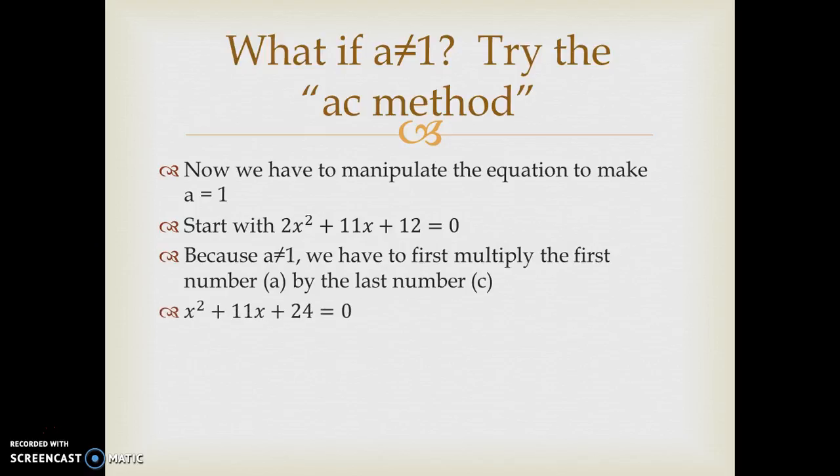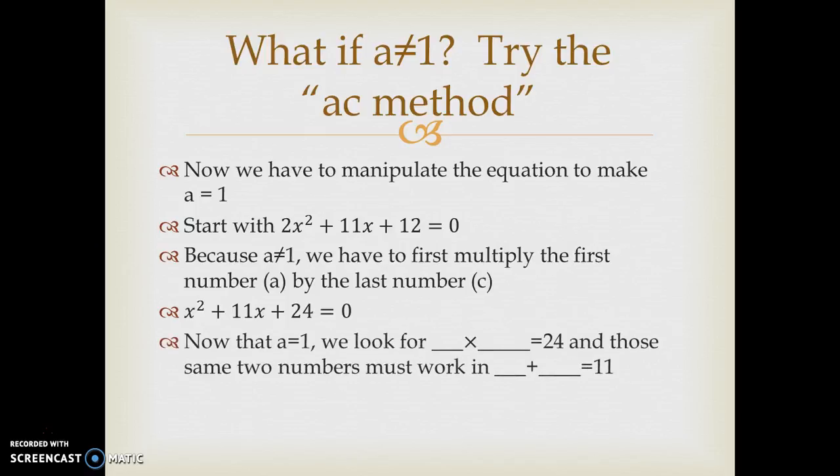So x squared equals 11x plus 24. I got the 24 because 2 times 12 is 24. Now I can try to factor it. Two numbers that multiply to give me 24, and those same two numbers have to add to give me 11. Well, that is 8 and 3. So I'm going to factor it. x plus 8, x plus 3 equals 0.